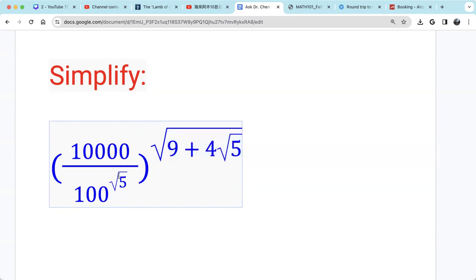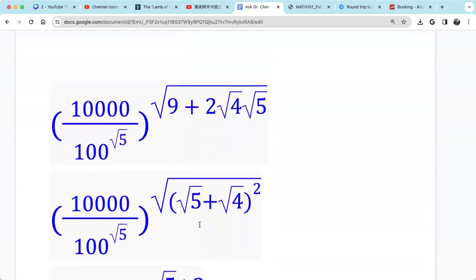So 2 minus radical 5 times 2 plus radical 5, the conjugates, is the difference of 2 squares. So we'll have the first one squared and the second one squared. The first one squared, which is 2 squared, is 4. The second one squared, which is square root of 5 squared, is 5. 4 minus 5 gets negative 1. So 100 raised to negative 1 is just 1 over 100. Okay, so I already wrote them.